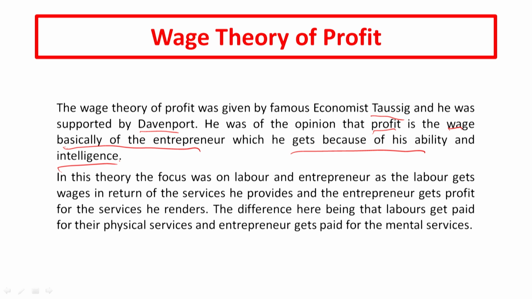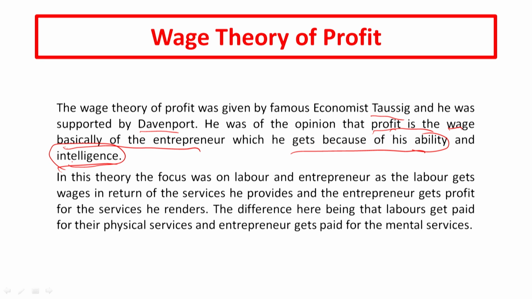In the last theory we were talking about the relationship between rent and profit. Now we are focusing on the relationship between wage and profit. Here this theory, wage theory, was basically given by Taussig and he was supported by Davenport, and he was of the viewpoint that profit is the wage basically for the entrepreneur. This is the crux of this theory, that profit is the wage for the entrepreneurs. And why will he get the wage? Because of his ability and intelligence which is being used by the respective firm.